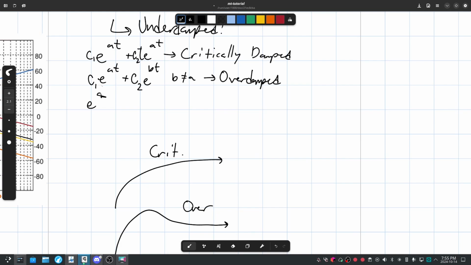But yes, e to the at times sine of bt. Oops. C1 sine of bt plus C2 cos of bt. Actually, it's underdamped.